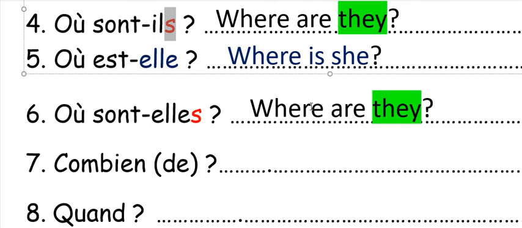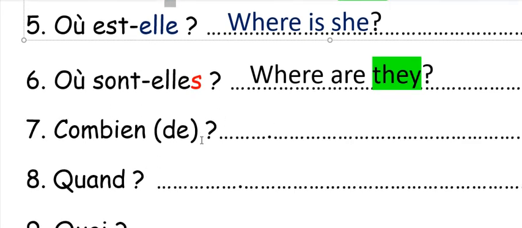For example, can I give you an example? Let's say Christine. Christine is a girl. Et Pauline sont dans la maison. Then when I'm asking, I want to know where they are, I'm going to say, où sont-elles? Okay, où sont-elles? It means where are they or where they are.